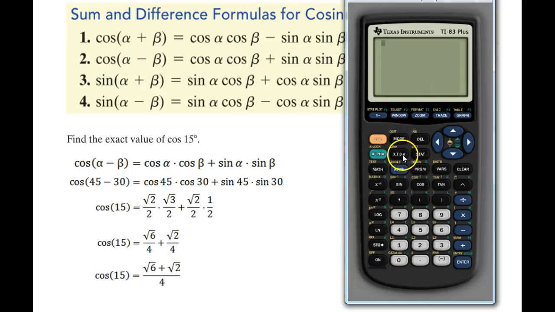Alright, and if I plug that in, this is degrees, so make sure you're in degree mode. And then I can just type in the cosine of 15. It's going to give me a decimal. And then I can plug in the square root of 6 plus the square root of 2, divide all that by 4, and I'll get that same number that we got the first time. So that is the exact value of that decimal.